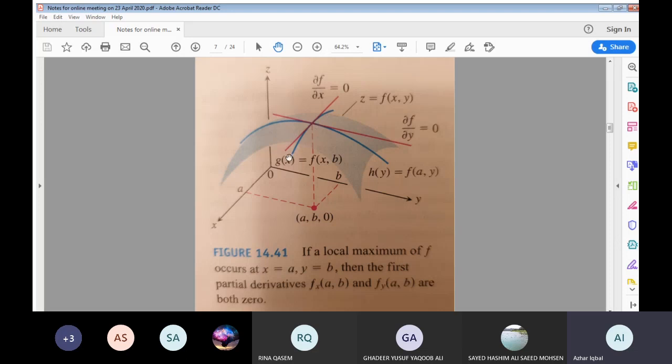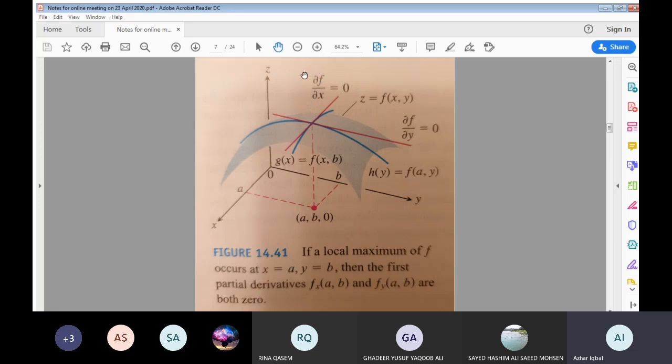And this is the extremal point here, the local maximum, at this point where this little hand is. So this is a local maximum. And now when you're looking at the partial derivatives, you know what the geometrical meaning of the partial derivative is.